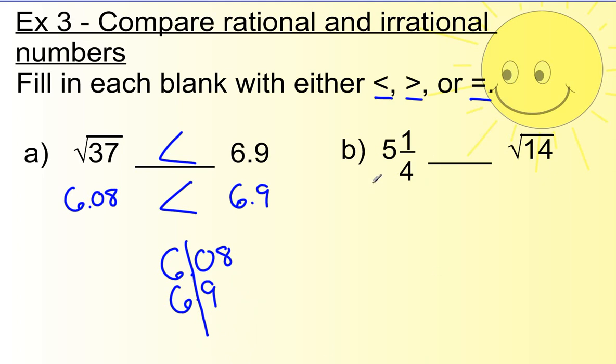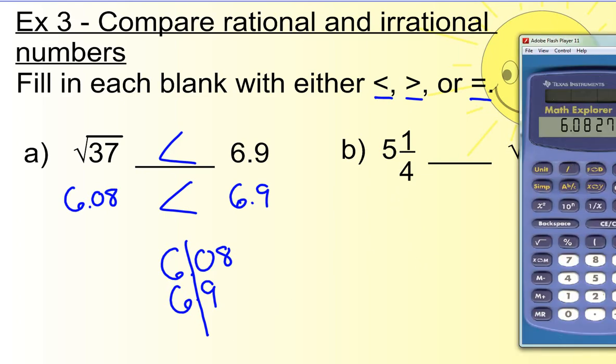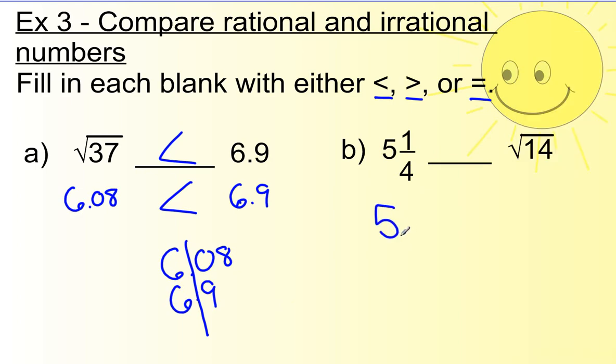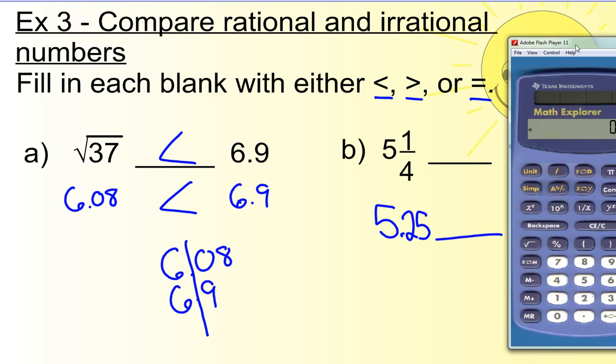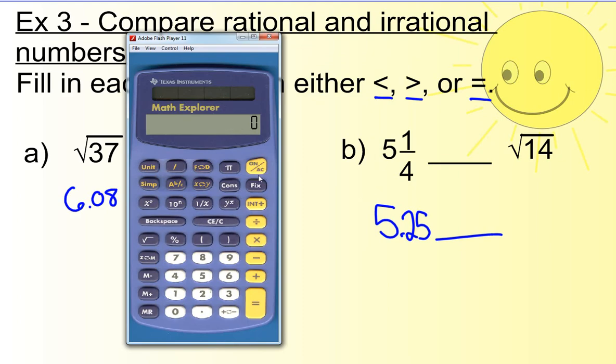Okay? Letter B. 5 and 1/4. So I know this off the top of my head, but if you don't, divide your fraction. 1 divide 4 equals 0.25. So this becomes 5 is the whole number, 0.25 is the decimal, and square root of 14. 14 square root, 3.74.